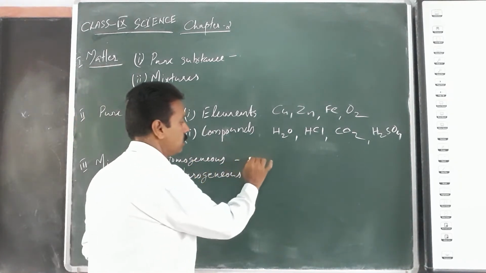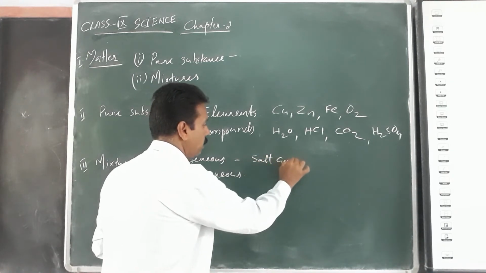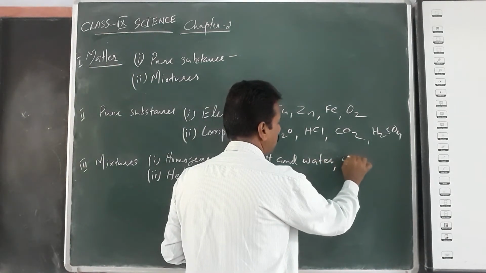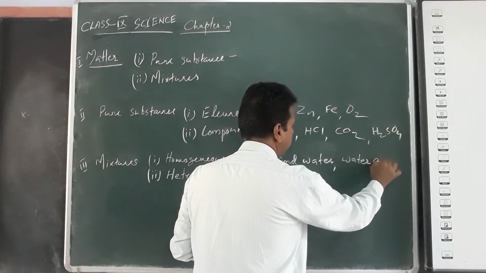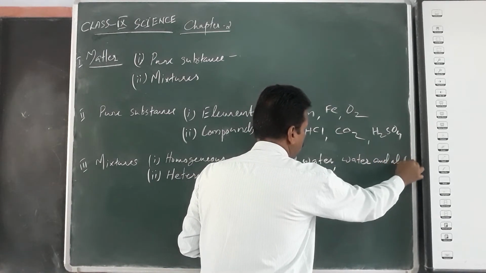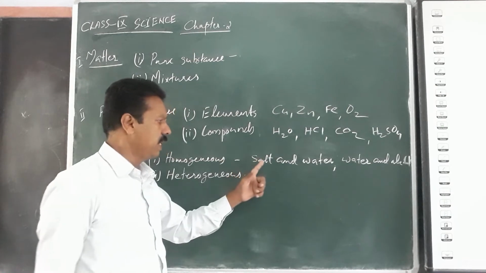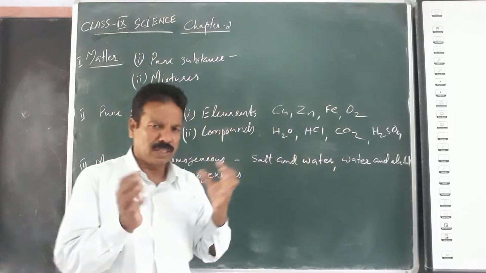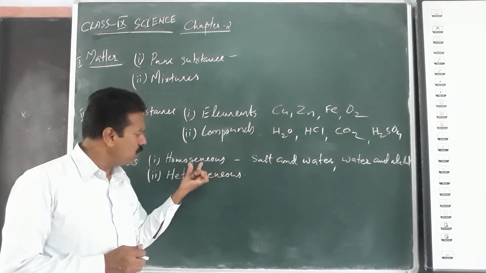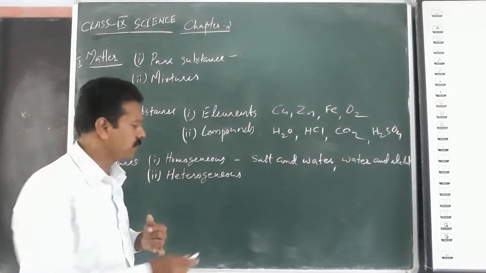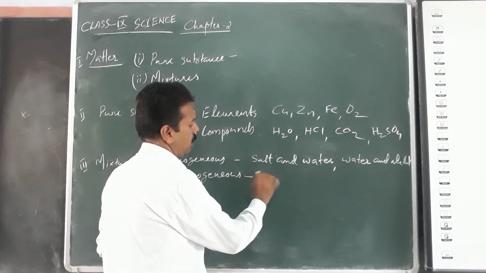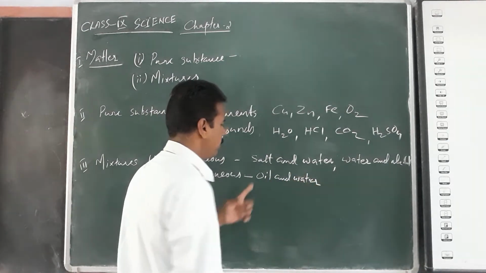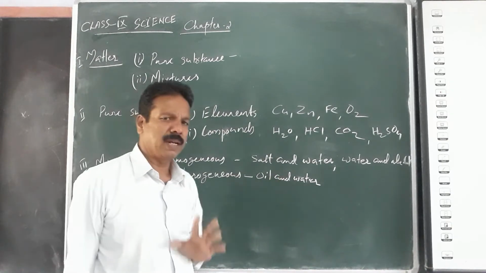For example, salt and water, and water and alcohol. We cannot see the components separately after mixing together. This is a mixture, this is also a mixture. Such mixtures are known as homogeneous. And heterogeneous: oil and water. When we are mixing oil in water, we can see oil and water separately.